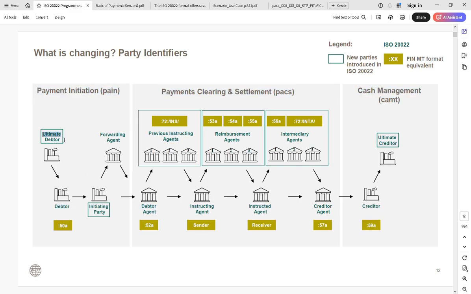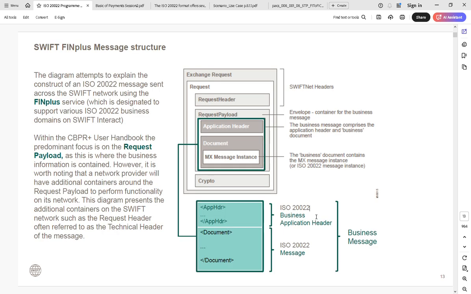And there are two more fields introduced, ultimate debtor and ultimate creditor, which do not exist in the older version of MT messages. We are going to study these newly introduced fields as well. Sometime before I said that we are not calling them correspondents, we are calling them reimbursement agents and intermediary agents, and previous instructing agents. So those are the new concepts we are going to discuss here.